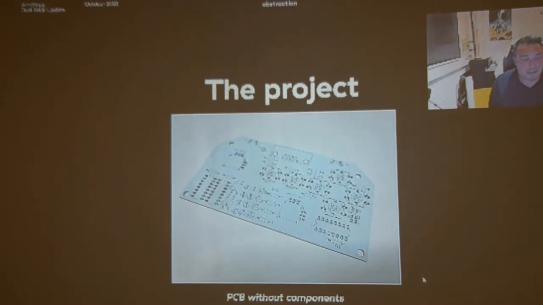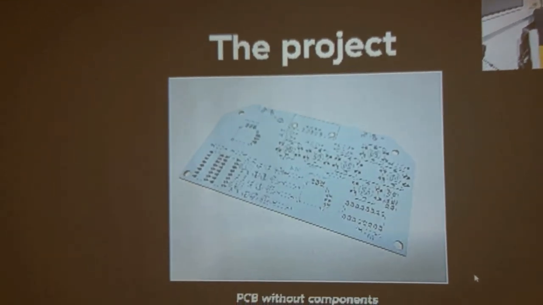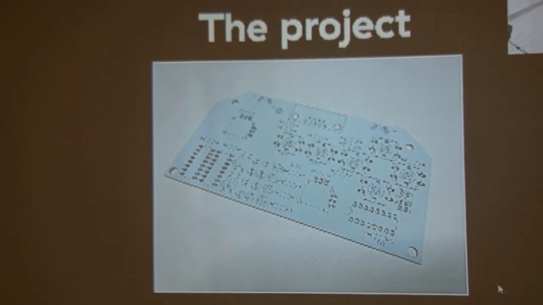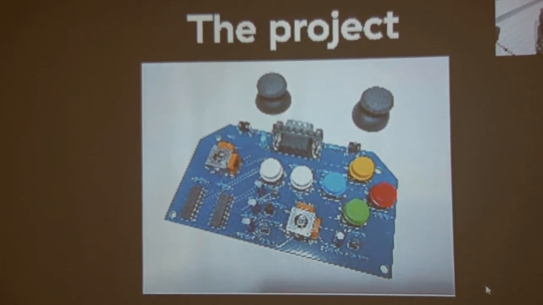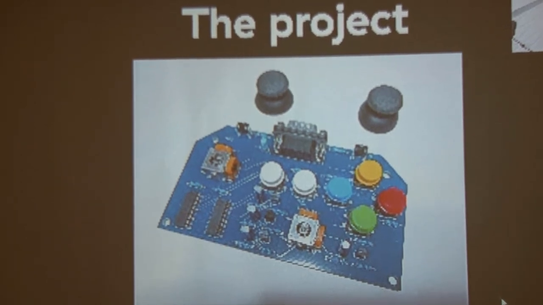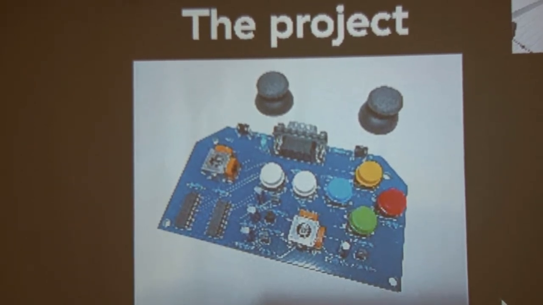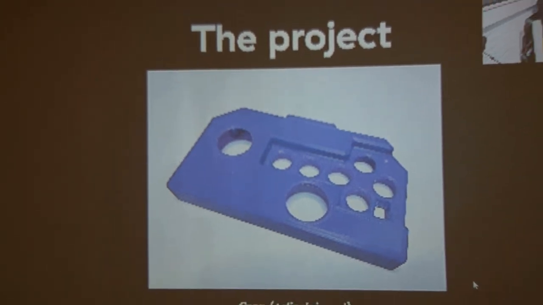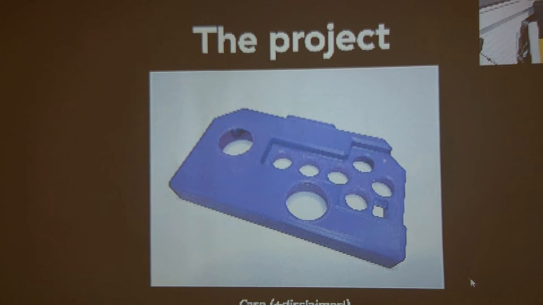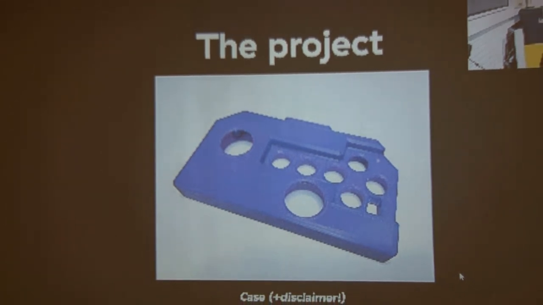This is the PCB that I had printed and created, without the components, one version of it. This is the one with the components, so you can see the buttons, you can see two sticks, some integrated circuits, some transistors, some capacitors, some resistors, and some more buttons and a port. Then this is the case. I already gave the full disclaimer: I am not an industrial designer of any sort, but this did the job for the prototype. Honestly, I think it's really cool that people nowadays are able to do their own electronics, print their cases and just have a working product.